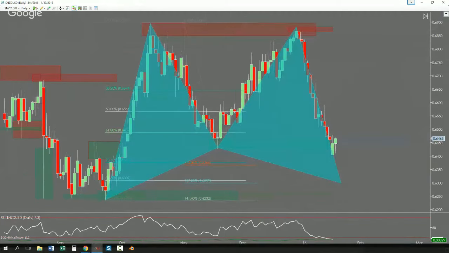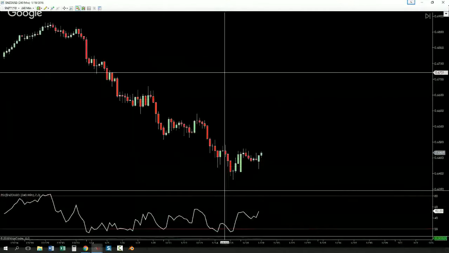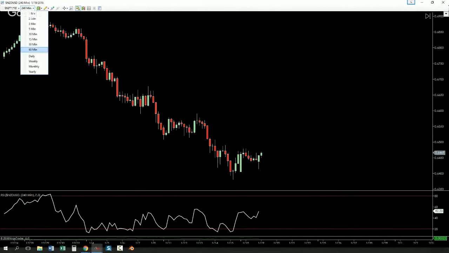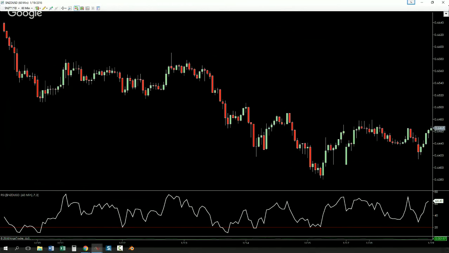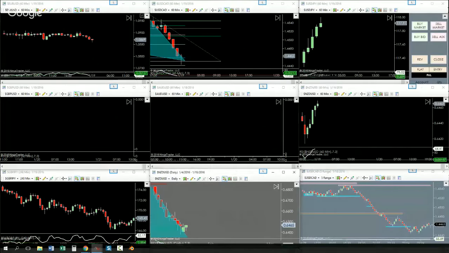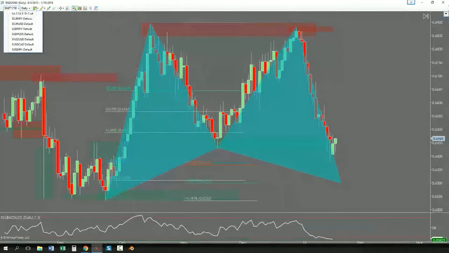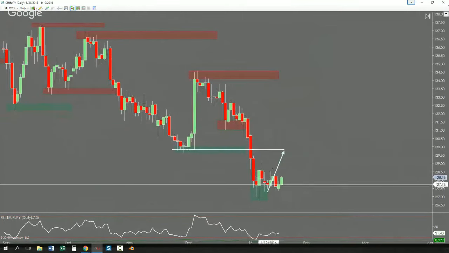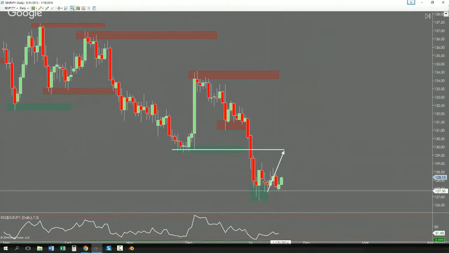New Zealand still has that Gartley pattern. Let's go to 240. Okay, nothing there. Now let's go to Euro Yen. All right, Euro Yen. It is actually back to that level of support. It retested it about 3 times.